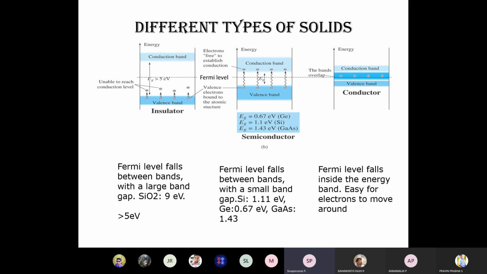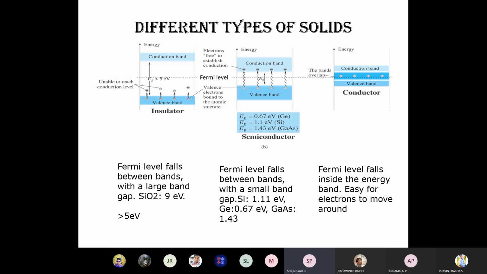But in case of the insulator, the energy gap is more, because there is no conductivity. For that the energy level will be high, so electrons are unable to reach the conduction level. But in case of the conductor, there is no energy gap, because there is some overlap between the conduction band and valence band. There is no energy gap, and no Fermi energy level also. It should be a free condition.